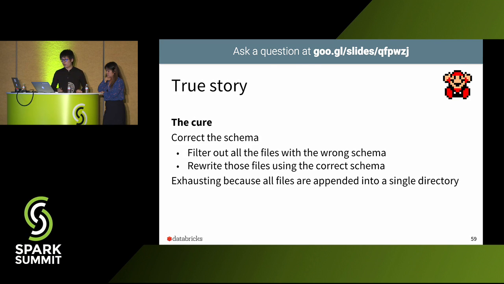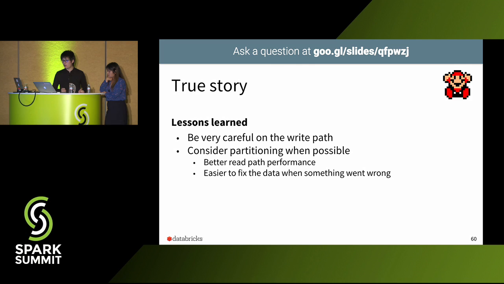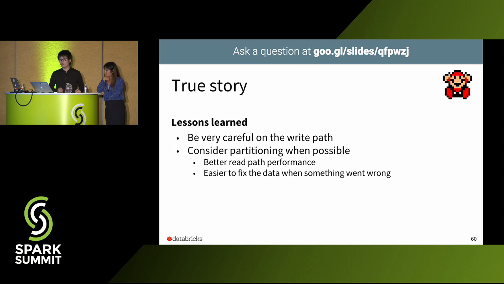So the cure here is pretty simple. We just filter out all those files with the wrong schema, fix the schemas, and rewrite them. This can be pretty exhausting because all the files are appended into a single directory. The lessons learned here are, firstly, be very careful on the write path because you can accidentally change the schema. The second is to consider partitioning whenever possible. Firstly, for better read performance due to partition pruning, and secondly, it will be easier to fix corrupted data when something really bad happens.